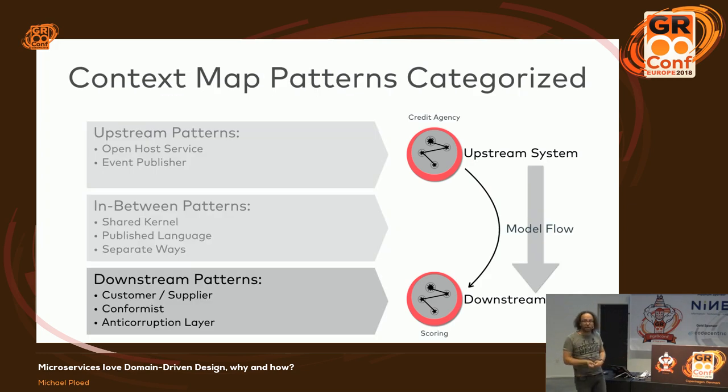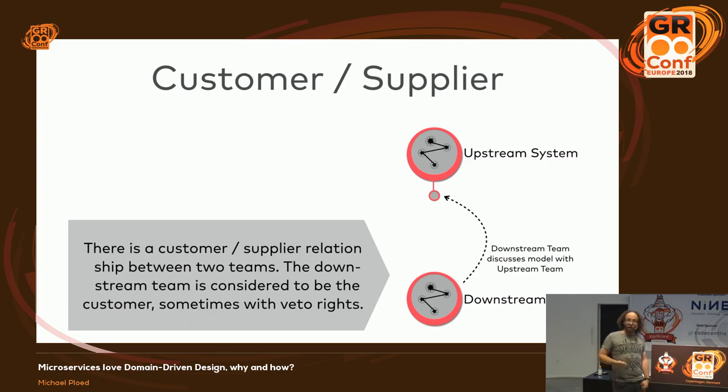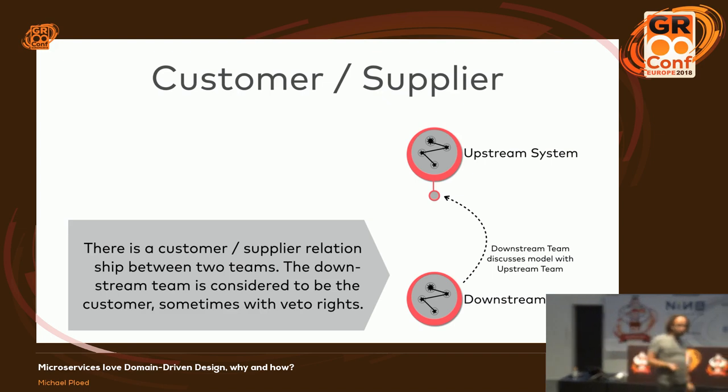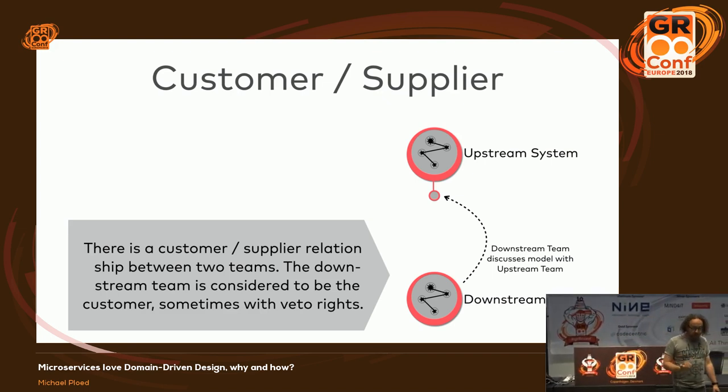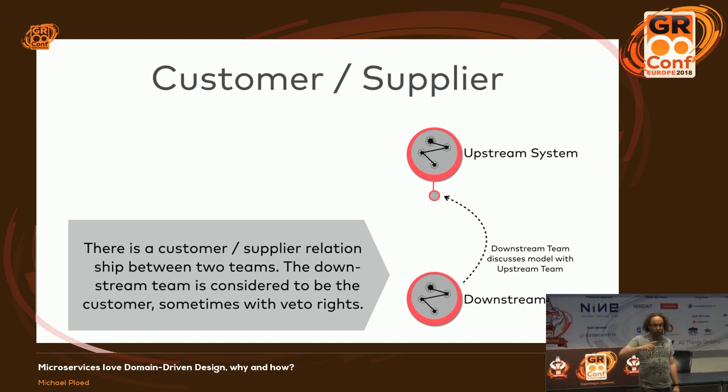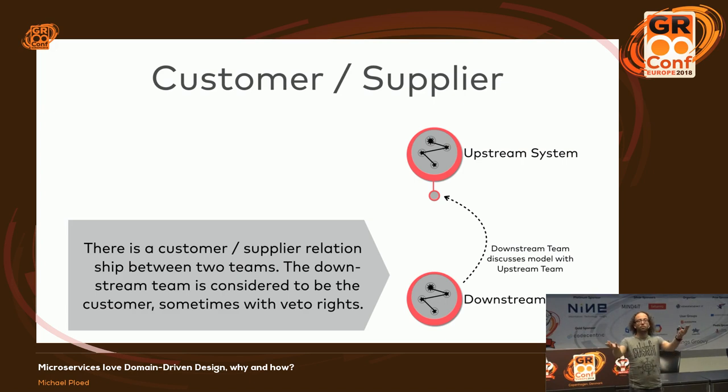Now let's take a look at the downstream side. On the downstream side, we have 3 patterns in the DDD books. And it starts off with the customer supplier. This is a very good and very clear example of why the context map digs deeper than just looking at call flows. With the customer supplier relationship, the downstream system's team takes influence on the interface of the upstream system. If I look around here, I see a couple of folks that have already worked a couple of years in the IT industry. And I think all of us have spent quite a bit of time in interface meetings where we discussed interfaces with some providers or stuff like that.